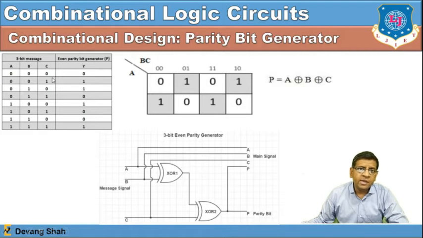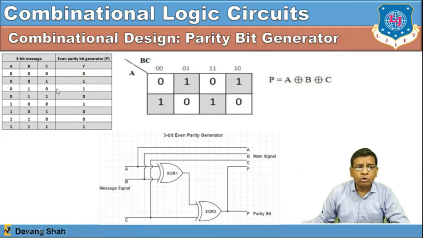So if the ABC sequence has an odd number of ones, you can add one more one, and by doing that you get an even parity bit generator. So this is just a generator. Same way you can also make a checker, so you can find whether the number of ones is either odd or even by checking the number of ones, right? Now this is the generator. So this generator is an even parity generator.